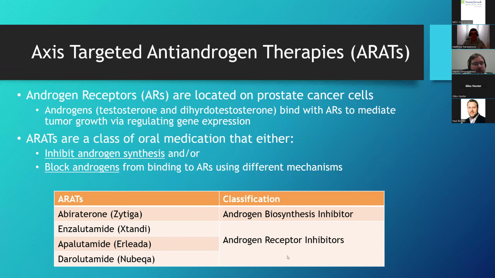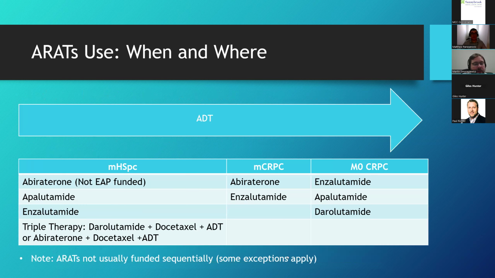Abiraterone is in a class of its own, also known as Zytiga, which is an androgen biosynthesis inhibitor, and then enzalutamide, which is Xtandi, apalutamide, which is Erleada, and darolutamide, which is Nubeqa, are androgen receptor inhibitors. So ARAT use, when and where.